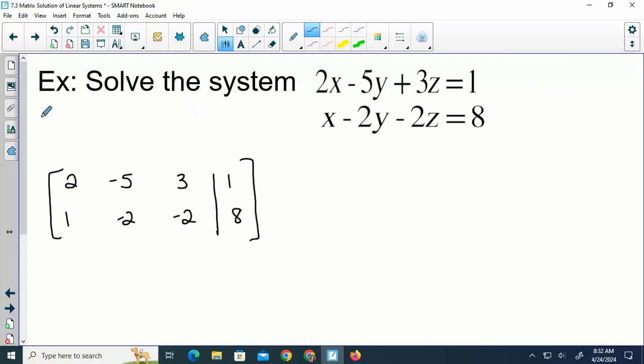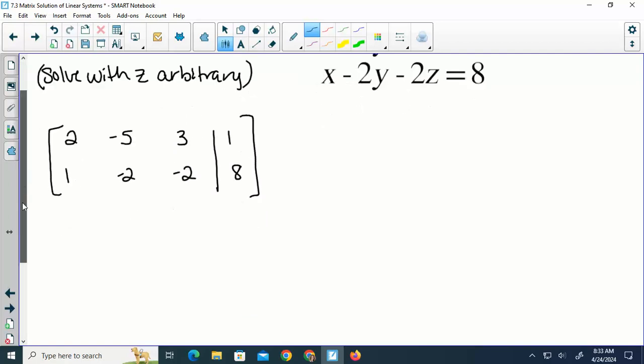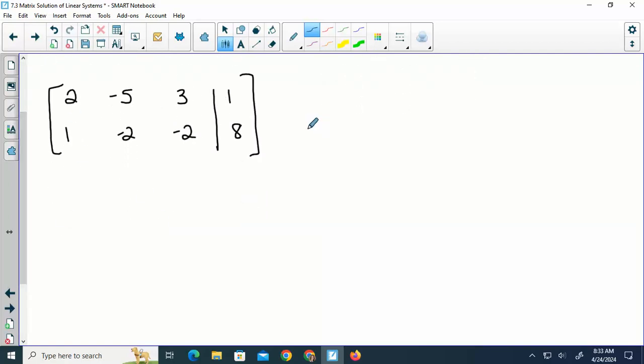Usually I tell you what variable to keep it in terms of. So if I said solve with z arbitrary, we know our answer is going to be x, y, z. Z is going to be the variable that I keep. So I need to basically solve for an x and a y. I would flip the rows, row 1 equals row 2, and just flip them.